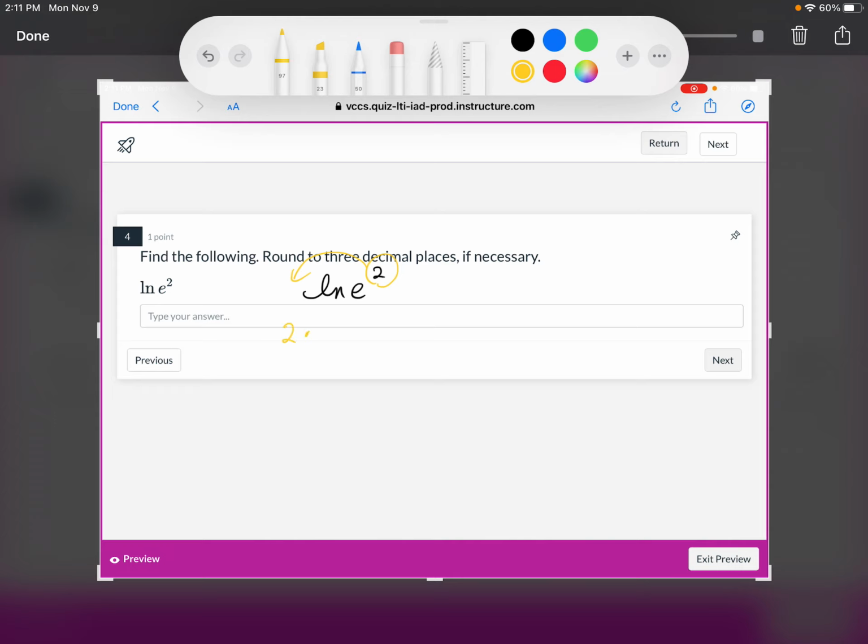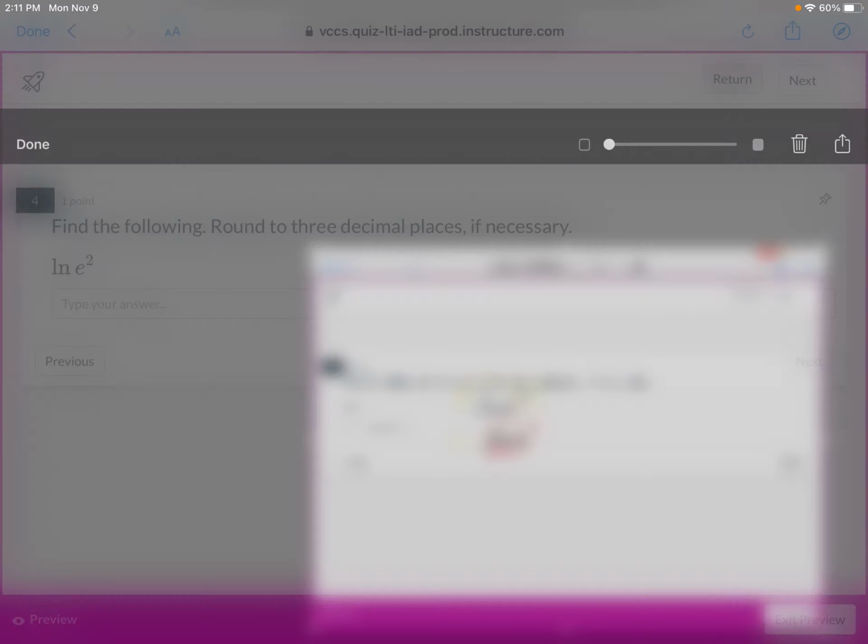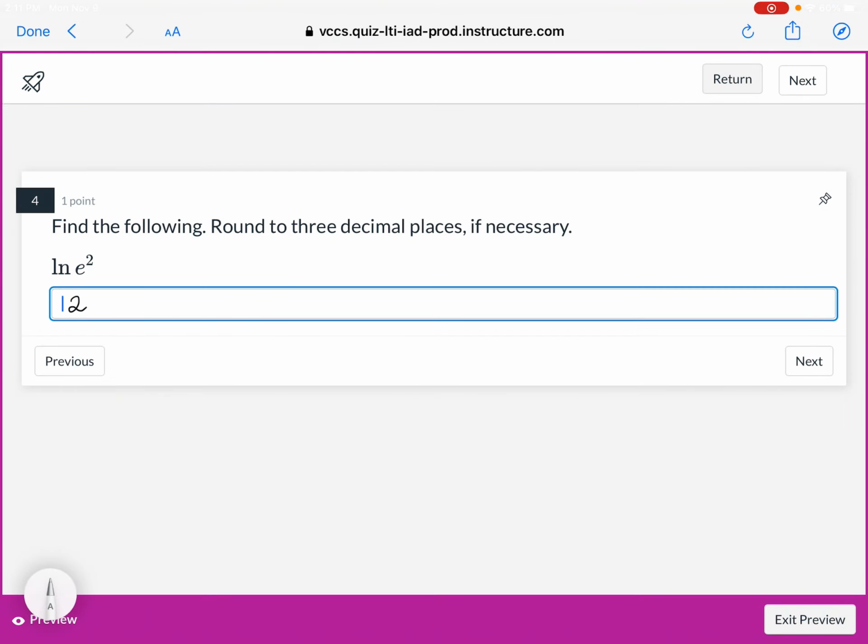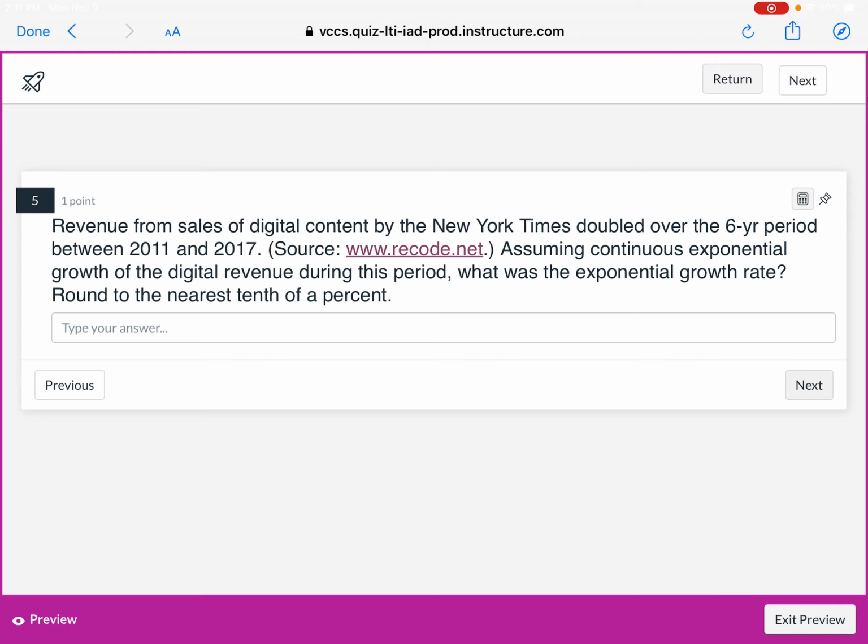And we're going to have 2 times natural log of e. And natural log of e, that's just 1. So the final answer is just going to be 2. Some of them are easier, huh? This answer is 2. Next.